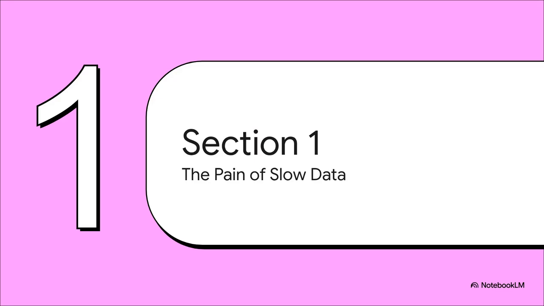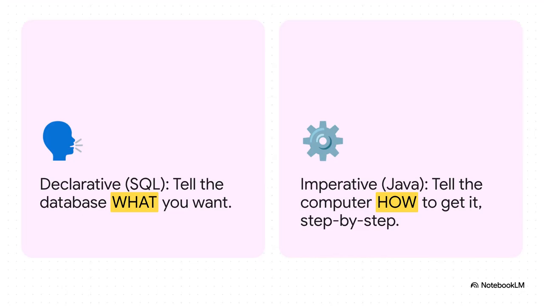So, section 1, the pain of slow data. Where does this slowness actually come from? Well, a lot of the time, it boils down to a pretty fundamental communication gap. Think about it like this. When you're using a language like Java, you're being imperative. You give the computer step-by-step instructions on how to do something. But with SQL, the language of databases, you're being declarative. You just say, hey, get me all my active customers. You tell it what you want, but you leave the how completely up to the database.